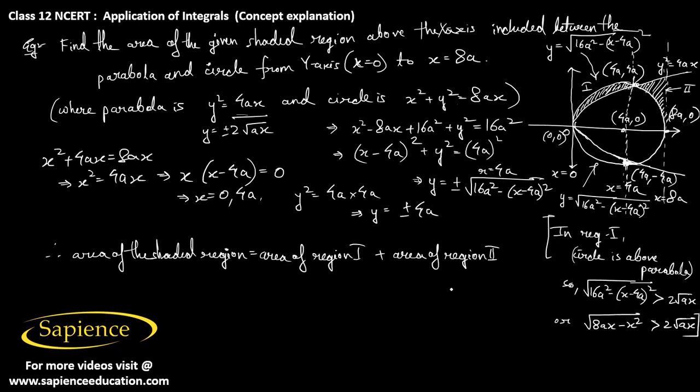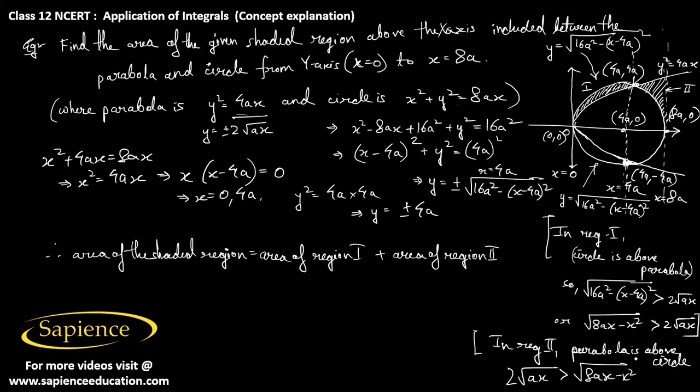And in region 2, we can see the parabolic part is lying above the circular part, means the parabola is above the circle. So in this region, this function is above this function. It means that 2 root ax is greater than root over 8ax minus x square.